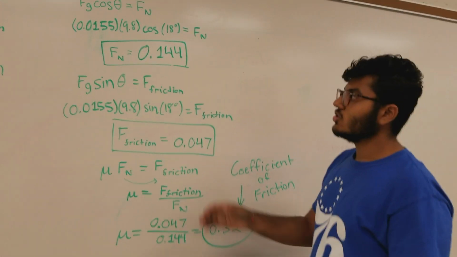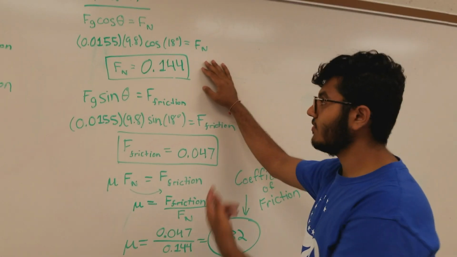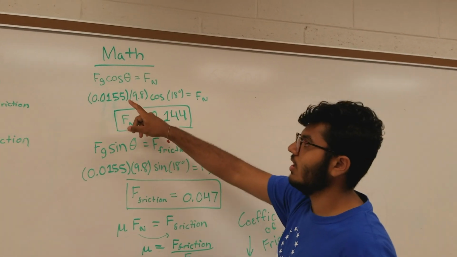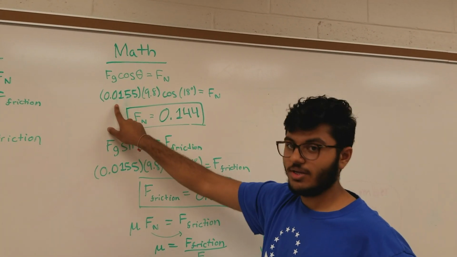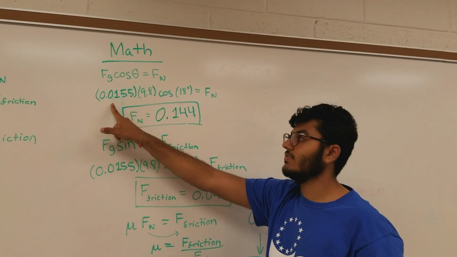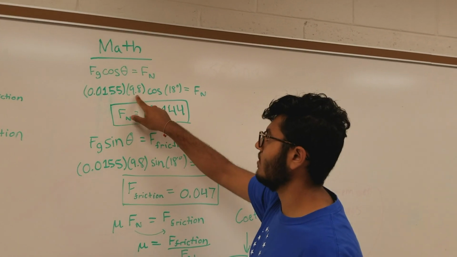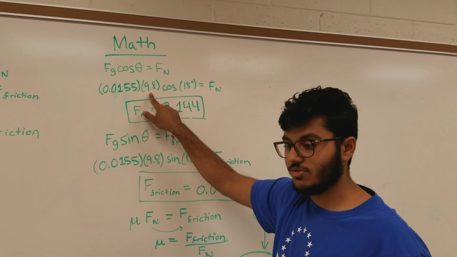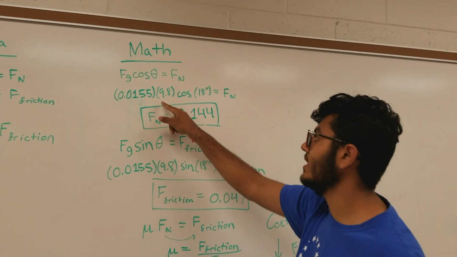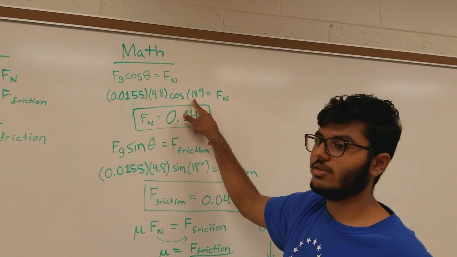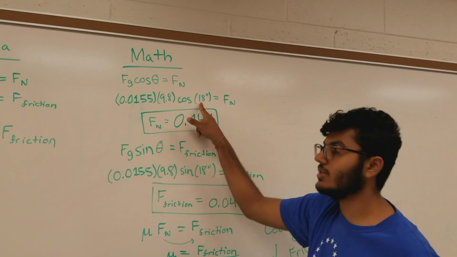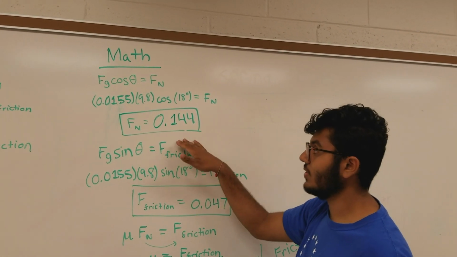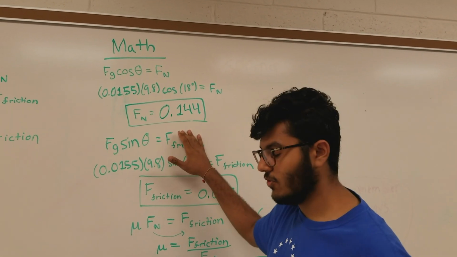First, we're going to solve for the normal force. We're going to use the mass of the object, which is 0.01155 kilograms, and the acceleration of gravity, which is 9.8, times the cosine of our angle of inclination, which is 18 degrees, to get you the normal force. And what we get is 0.144.